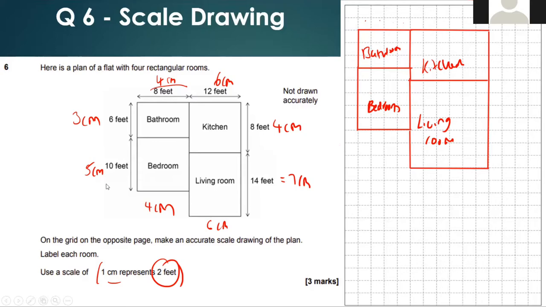So that's 3 marks for doing that, okay? And your 3 marks come from working out that the room's correctly drawn to scale and then having at least 2 rooms correctly drawn. Or then your 3rd mark is just making sure that you have every single correct scale drawn with correct room labels as well, okay? So that's question number 6, guys.